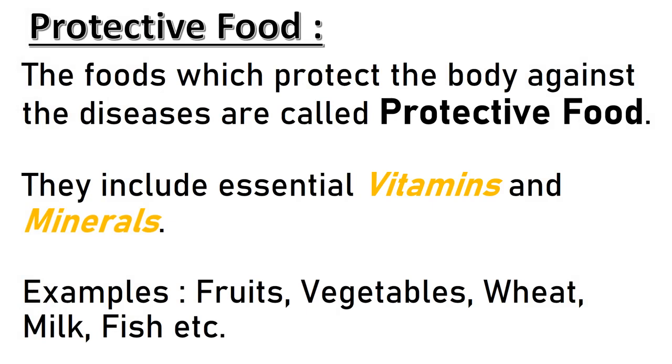Protective food. The foods which protect the body against the diseases are called protective food. They include essential vitamins and minerals. Examples: fruits, vegetables, wheat, milk, fish, etc.